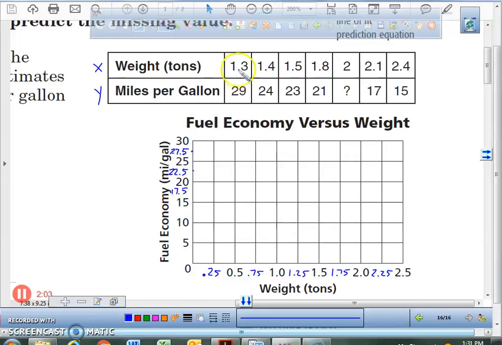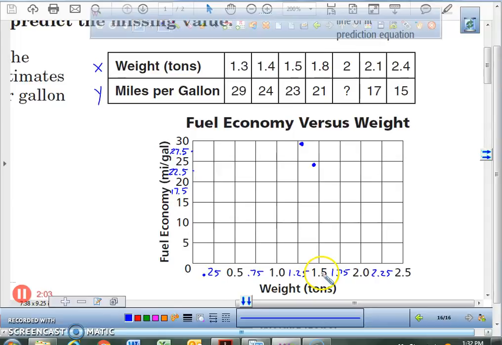So, the first one we have is 1.3 and a 29. So we're going to go over to 1.3, which is slightly past the what? Slightly past the 1.25. And then we got to go up close to what? Close to 30, but not quite what? Not quite there. Put your point right there. 1.424, almost to the 1.5, just underneath the 25, so you can put it right in there. Doesn't have to be perfect, but it's got to be in the general vicinity of where it's supposed to go.